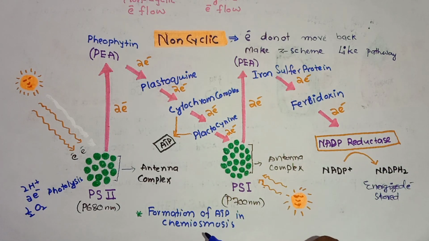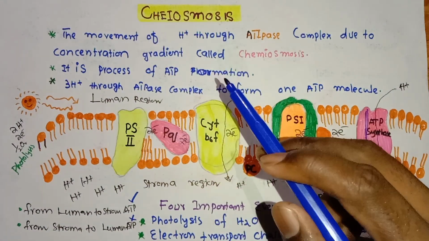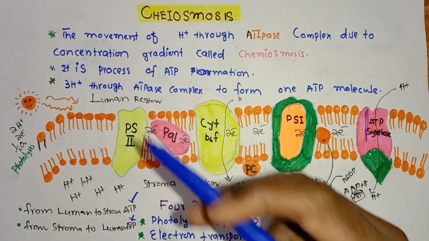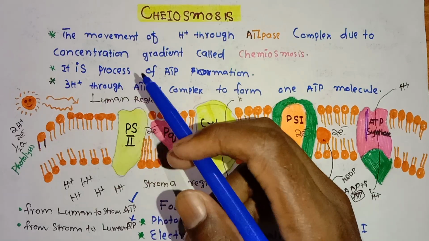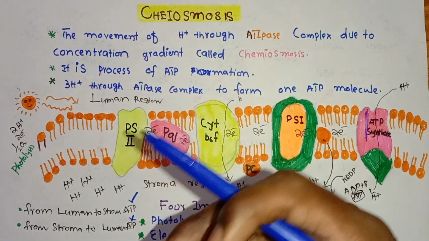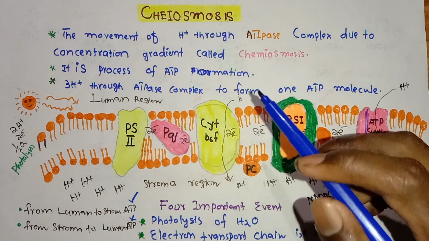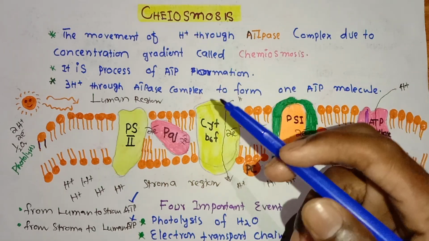And now, how does the formation of ATP occur? The formation of ATP occurs in the chemiosmosis process. As we have discussed, the formation of ATP occurs by the process of chemiosmosis. So what is the chemiosmosis process? It is the movement of hydrogen ions through the ATPase complex due to the concentration gradient. Now, how is the ATP molecule generated? There is an ATPase complex. The protons are pumped from the lumen to the stroma, and the ATP molecule is generated with the help of the ATPase enzyme. So this is called chemiosmosis. It is also called ATP formation.